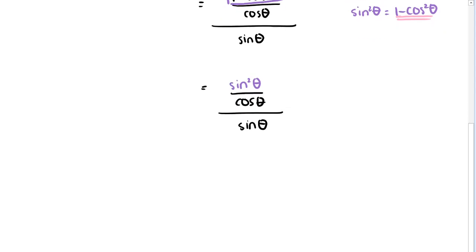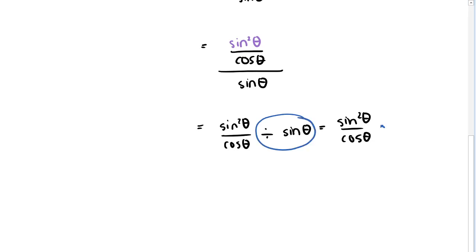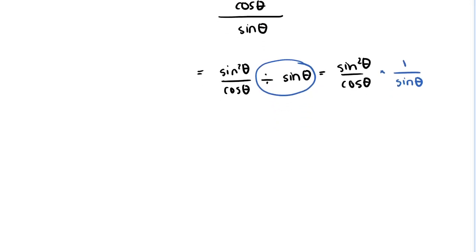Okay, and then now, right, we have this division of fractions. I can think of this main division as sine squared of theta over cosine of theta being divided by sine of theta. In other words, it's being multiplied by the reciprocal of sine of theta. Right? This is sine squared of theta over cosine of theta. So this part here says multiply by 1 over sine of theta. So this comes out to be sine squared of theta over sine of theta times cosine of theta.